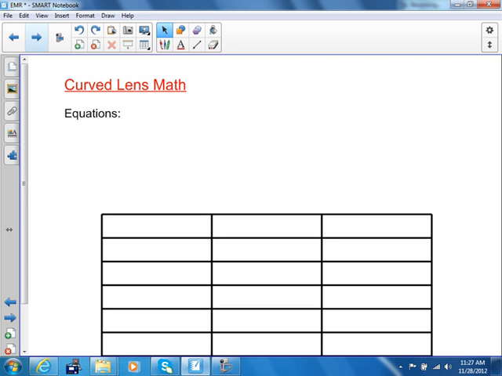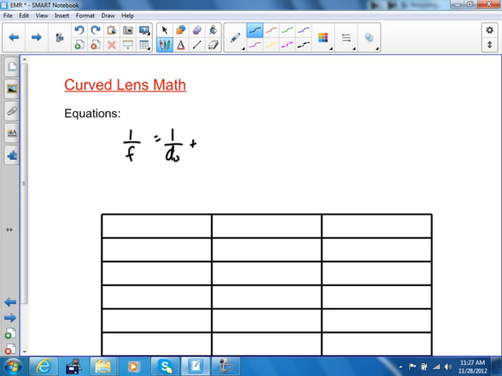We had two equations. Same two equations we have for curved lenses. Now we're going to call it the thin lens equation as opposed to the mirror equation. We also have the magnification equation, which looks exactly the same as it did for mirrors. The table, it's the exact same thing again.